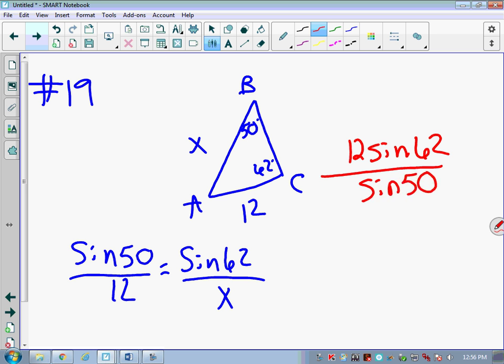Okay. I skipped a step, but it's fine. All right, what do I need to do with my calculator before I go about solving this question? Make sure it's in degree mode, okay? So 12 sine 62. I can hit enter if I want. Divide by sine 50. Okay, got an answer there. 13.83. Okay, questions? Okay, that matches up.